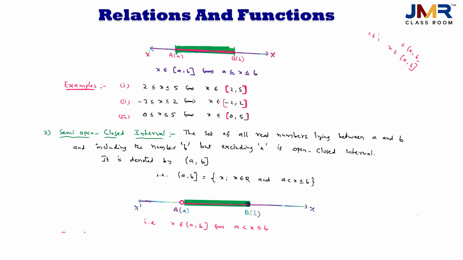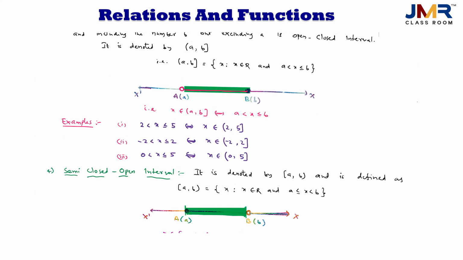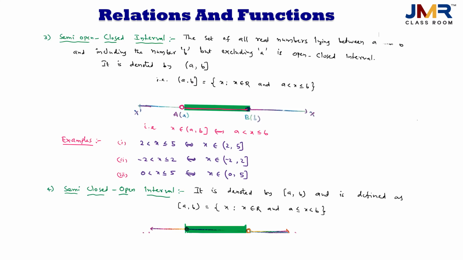Why? Because semi-open and closed means left side open, right side closed. x belongs to open a to closed b. How to read this? Open a to closed b, we mean that a is less than x less than or equal to b. a is not included, but b is included.